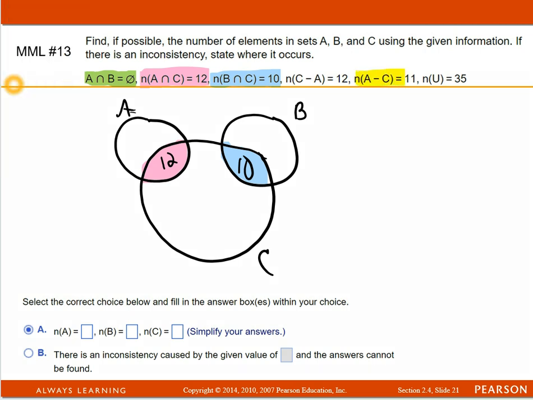The cardinal number of A take away C. A, circle A, if you take away C, you'd be removing this pink part so that all you'd be left with is this. The crescent moon shape. That is circle A, and I've removed the pink part. So the yellow part is A take away C, and that's where 11 would be. Now, this one's a little tougher.